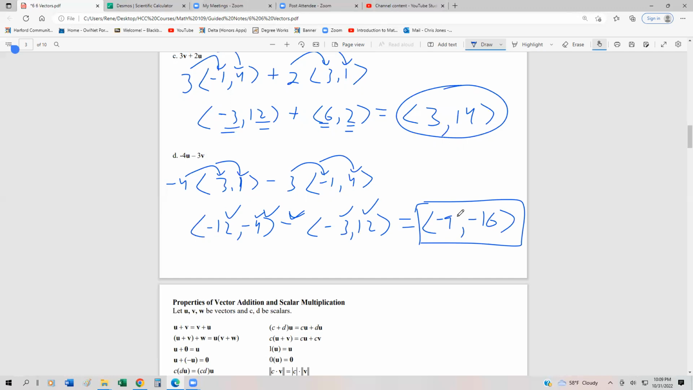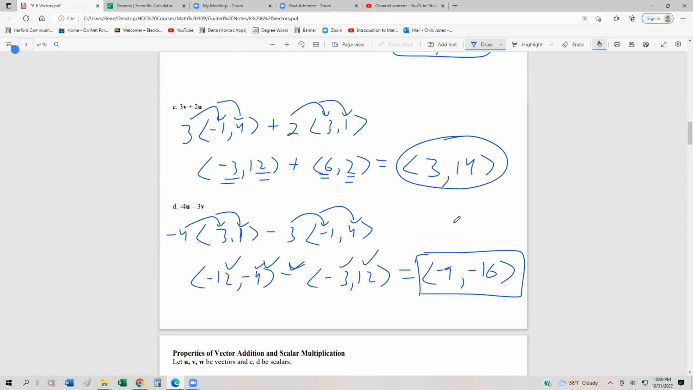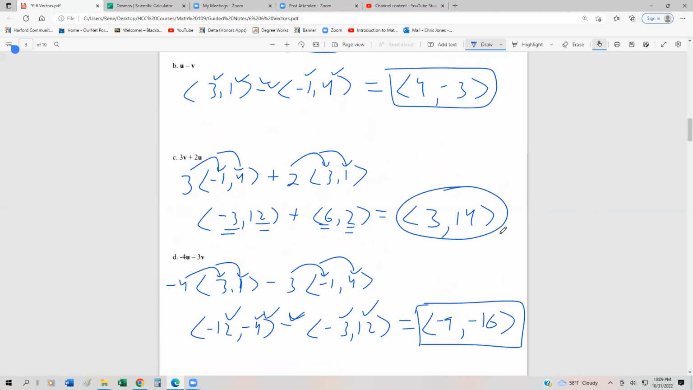Really, really basic. Okay, but we have to master those fundamental sorts of operations before we go on to our next operations. Okay, so we're going to take a look at some properties of vectors in our next video, and then we're going to start taking a look at a different way to write vectors as a linear combination.